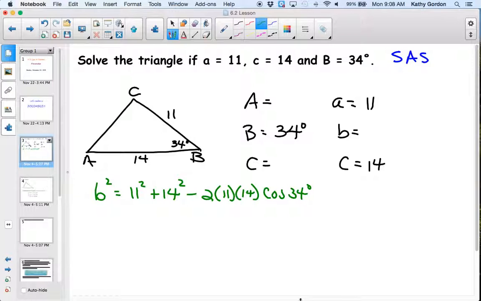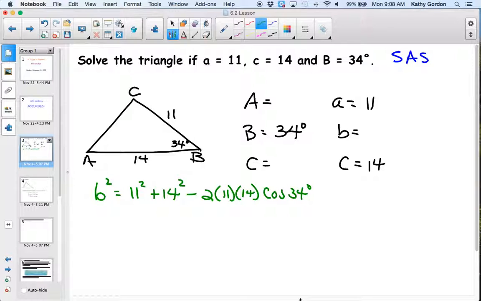Because I know angle B, side B is the one we're going to start with. Side B becomes the one that's being squared, which means sides A and C are the ones that fill in the A's and C's in the formula. Now, if side B is what I'm trying to find, that means everything is substituted in on the right side. So I can just start punching buttons on my calculator and find out what b squared is equal to.